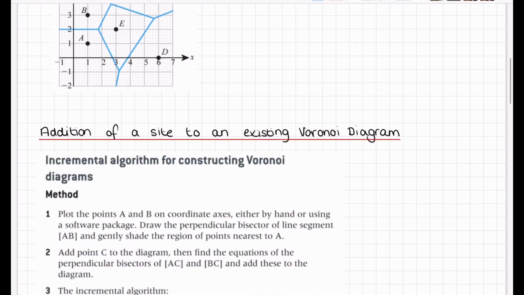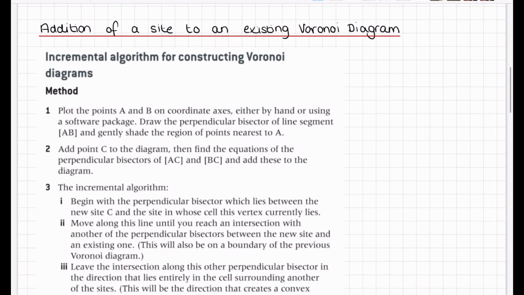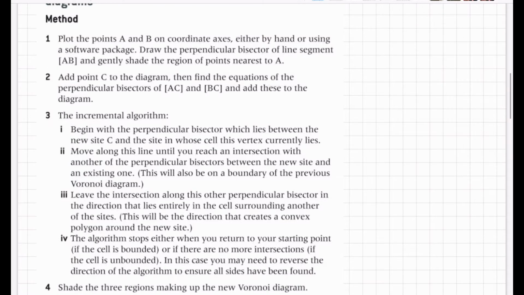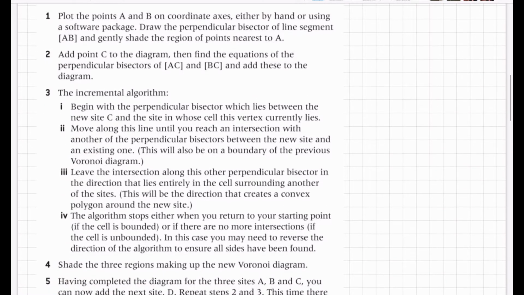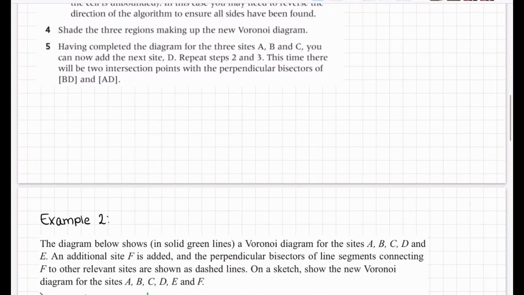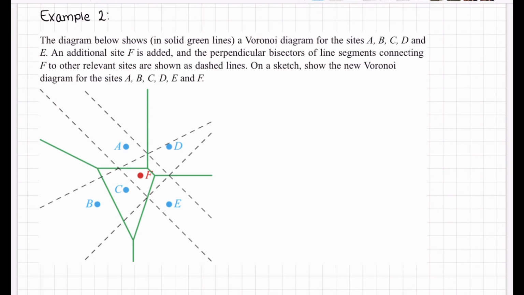Now you could be asked to add a site to an existing Voronoi diagram. There is an algorithm for this, which I have outlined here. I'm not going to talk through it, but it is there for you to have a read of, so you can understand how to add an existing point. Now we're going to do that in example 2.